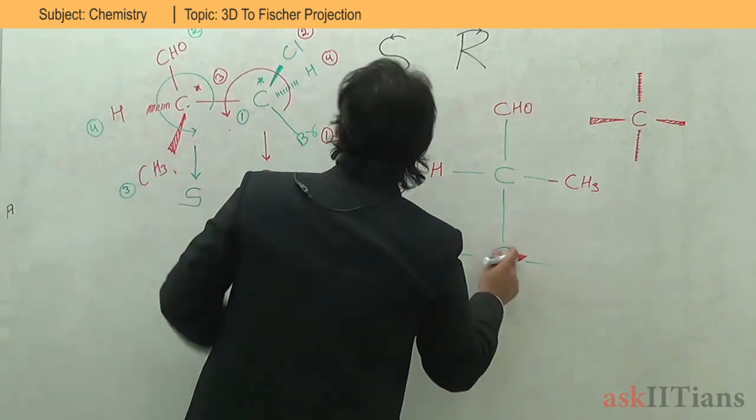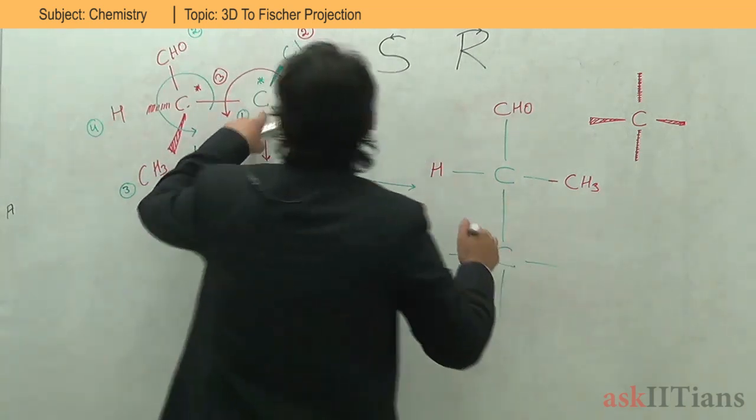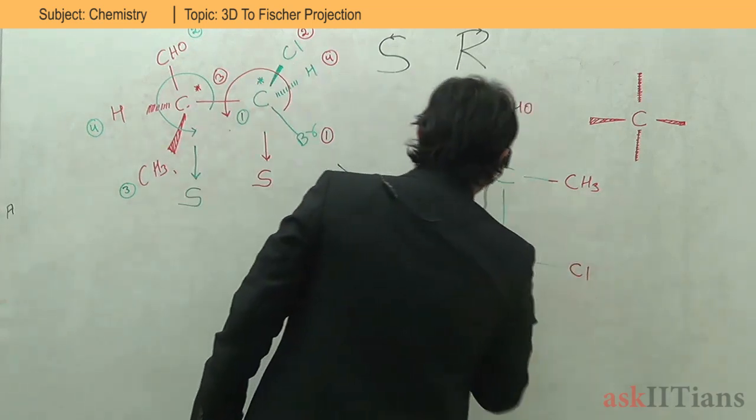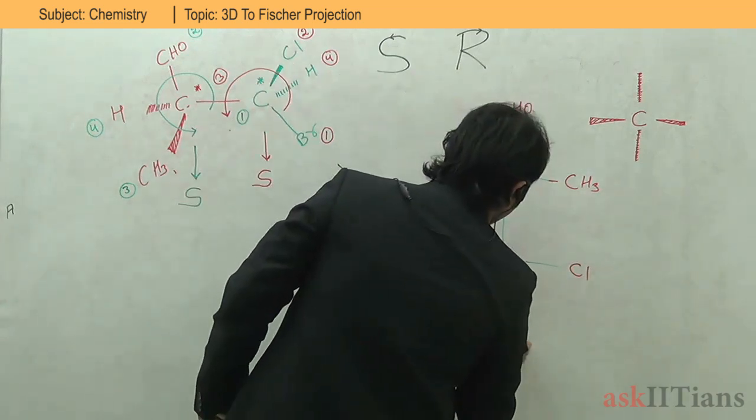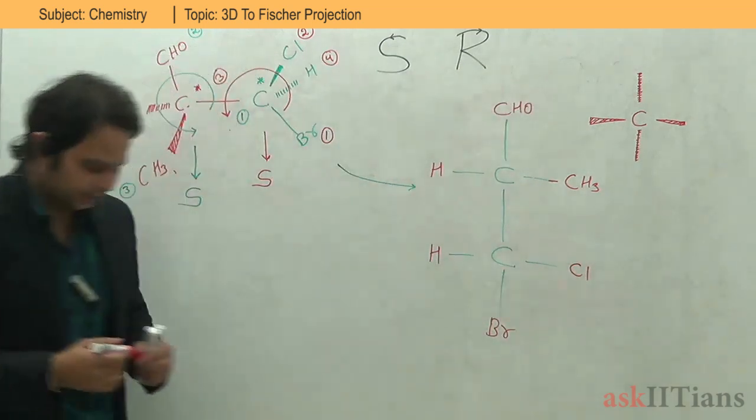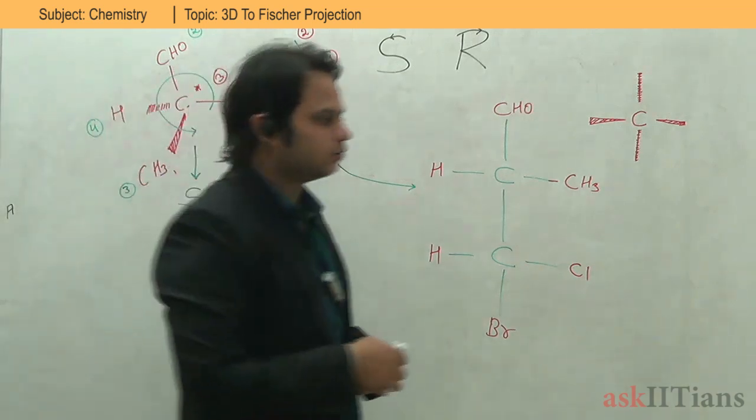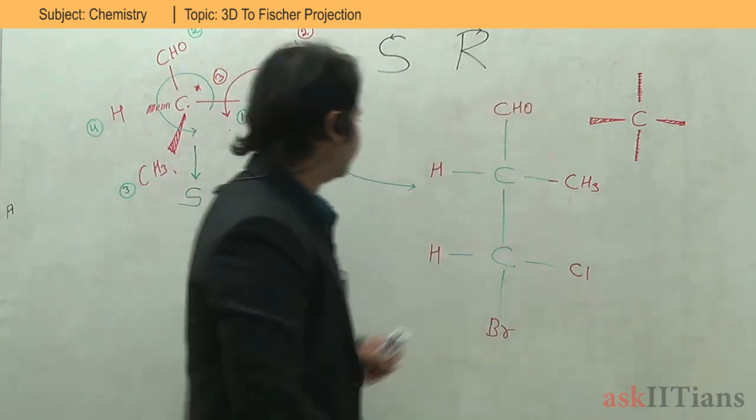Now come to this chiral carbon, the second chiral carbon, and we need to define Cl over here, H over here and Br over here. I'm just putting that arbitrarily. I don't follow any rules and regulations, I just put it arbitrarily.